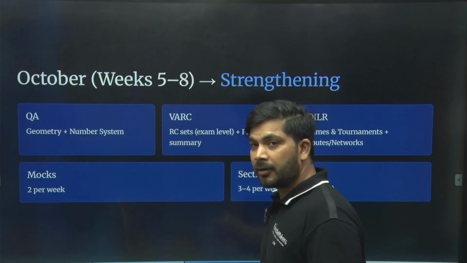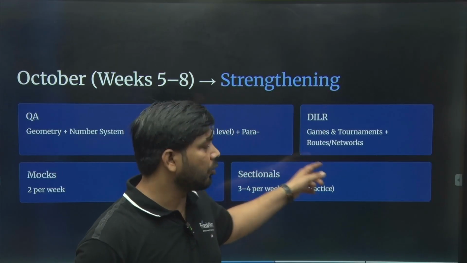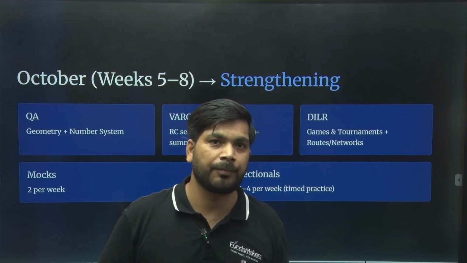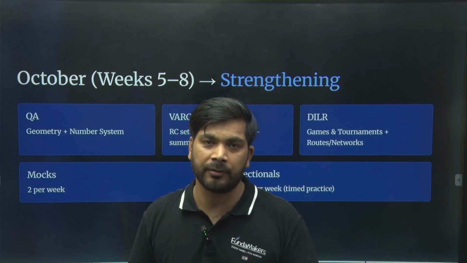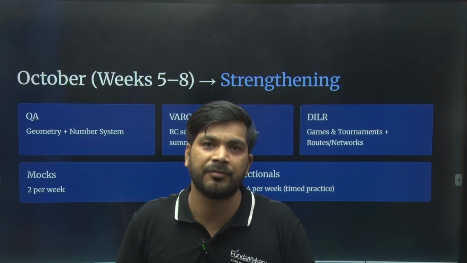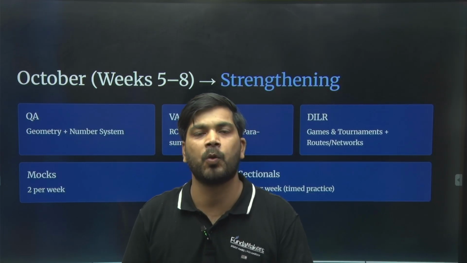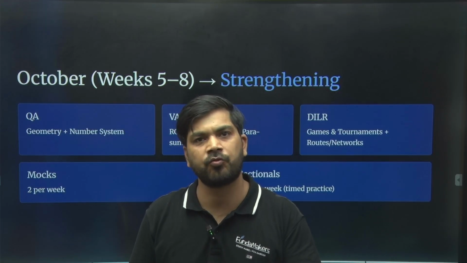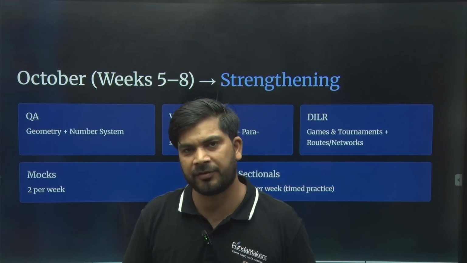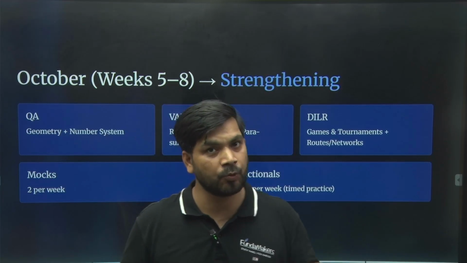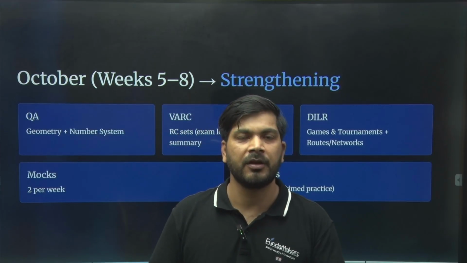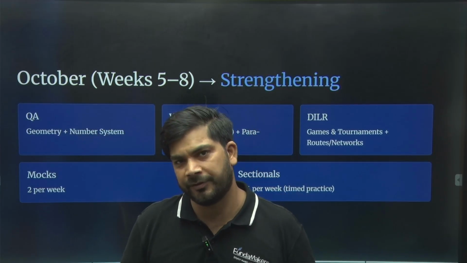And then DILR, move on to games and tournament and routes and network, very, very important chapters from CAT perspective. You can't miss on these 2 chapters when you are preparing for CAT, or you're planning to take CAT in the near future. You should be fantastic at games and tournament, because games and tournament is one chapter which has been consistent throughout your CAT papers in the past 5-6 years or so. Similarly, routes and network, last year also we had routes and network questions, very, very important questions, okay?